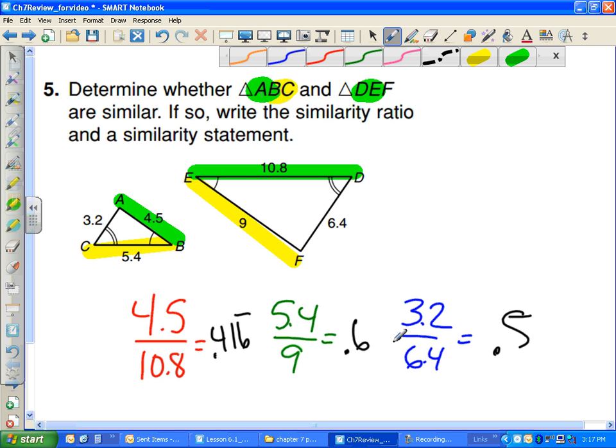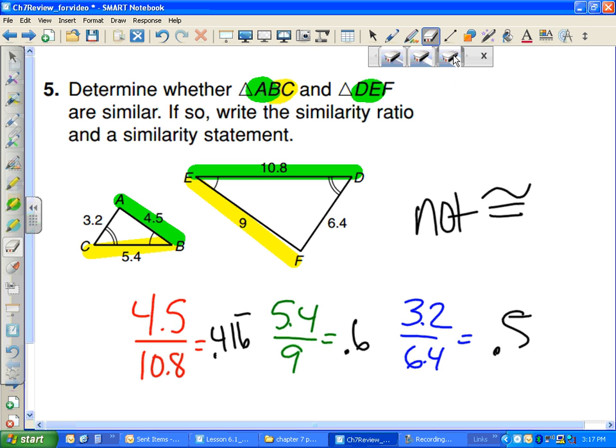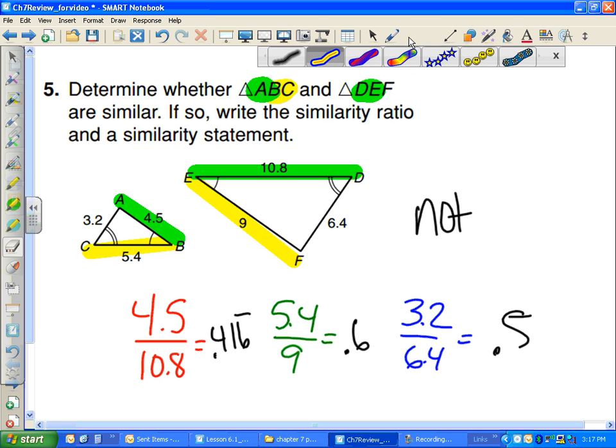So all different ratios. None of these have the same ratios, so guess what? These things are not similar. Not congruent, sorry, that's actually congruent. I should have said not similar.